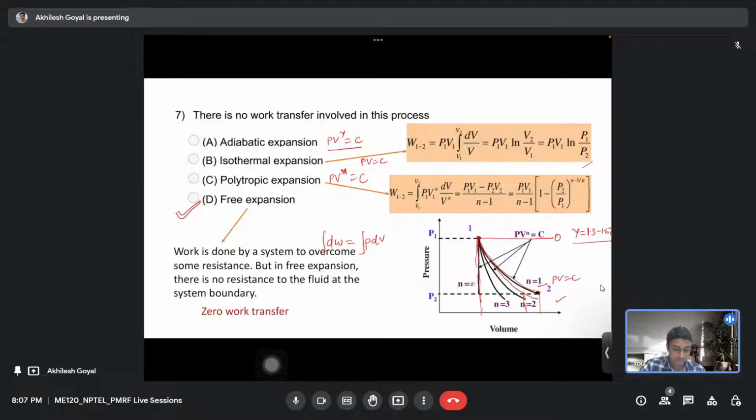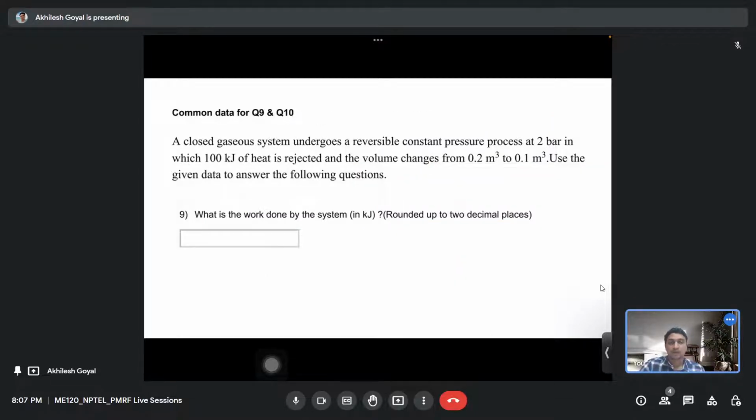Now let's move to the next question. A closed gaseous system undergoes a reversible constant pressure process at 2 bar in which 100 kilojoule of heat is rejected and the volume changes from 0.2 meter cube to 0.1 meter cube. Use the given data to answer the following questions. The first question is, what is the work done by the system?